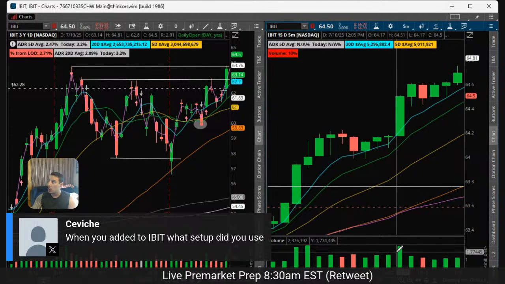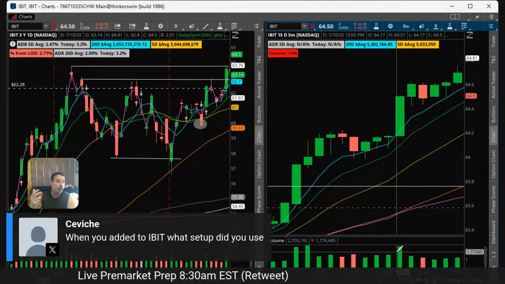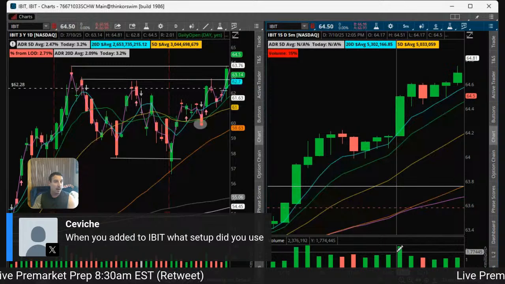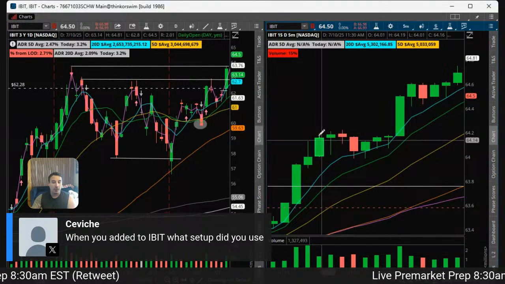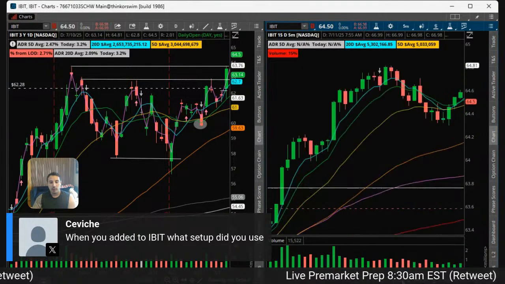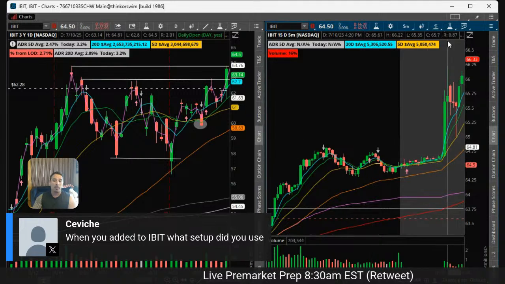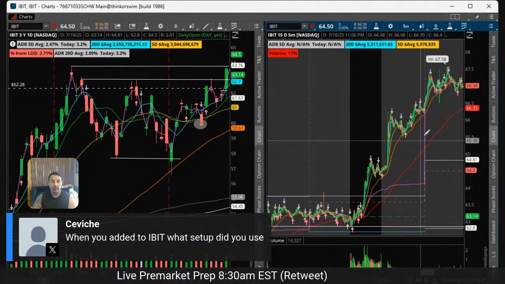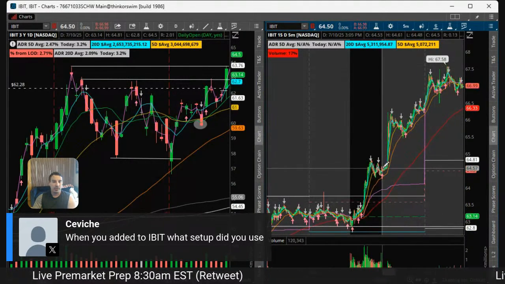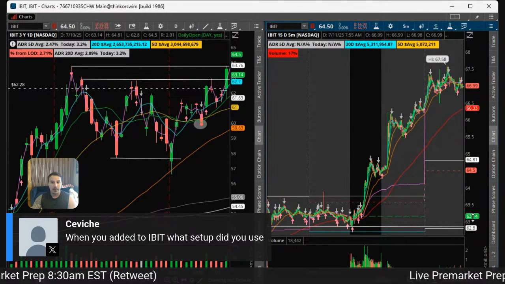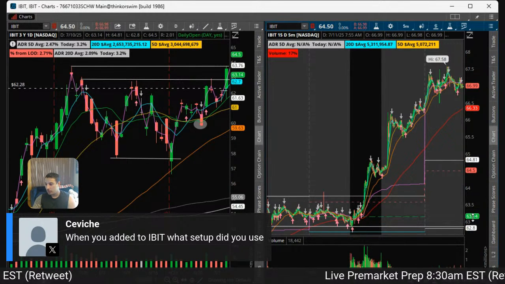You're getting a move in Coin. You're getting a move in MSTR. You're getting a move in the crypto miners. You're getting a move in Bitcoin itself. And then you're off to the races. And then you get the gap up overnight in Bitcoin as well. And then, here you go. You're closing at 64.5, and now you're at 67 and change.